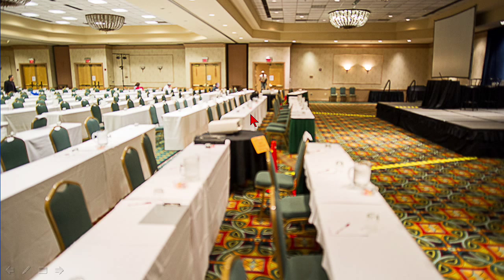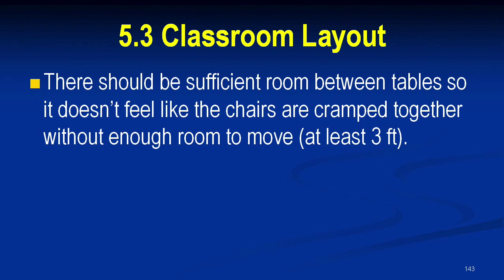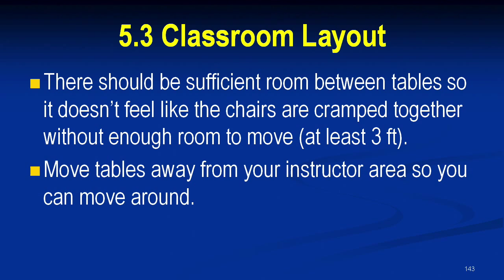Because if not, then you say, hey, I want to have 21 tables. Okay, we'll get you 21 tables with 2 chairs per table, and there's like 14 inches between the tables. So you have to specify the room, for those of you that are involved in that kind of facility. There should be sufficient room between the tables so it doesn't feel like the chairs are cramped together without enough room to move. Okay, at least 3 feet. There's your distance. Move tables away from your instructor area so you can move around.